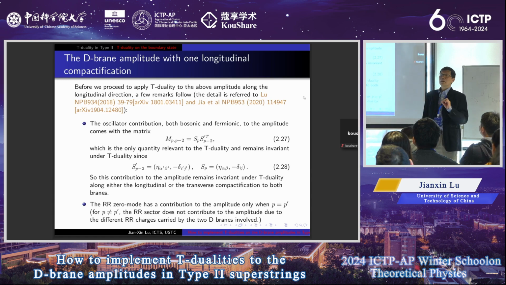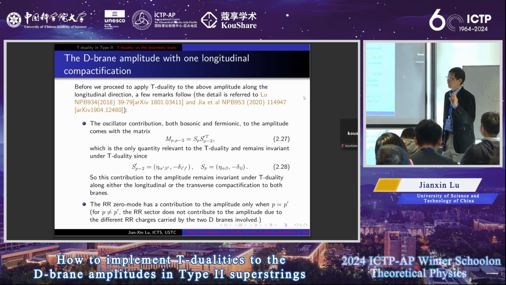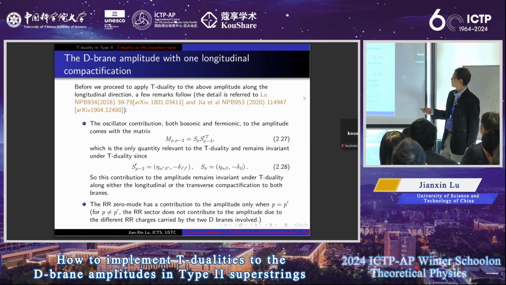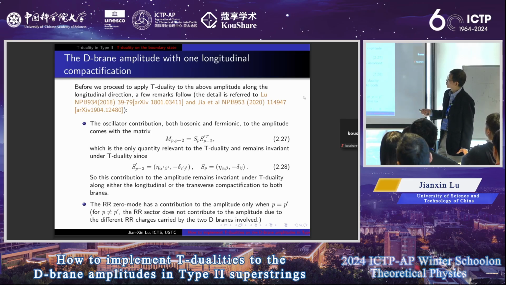I said the oscillator contribution to this amplitude will not change if you do the T-duality. The reason is that the only thing contributing from the oscillators, either bosonic or fermionic, to the amplitude is determined by this matrix, which is the product of these two. It is actually a 10 by 10 matrix. This one describes the Dp brane boundary state, and this describes the D(p-2) brane boundary state. You can see that it's pretty easy.